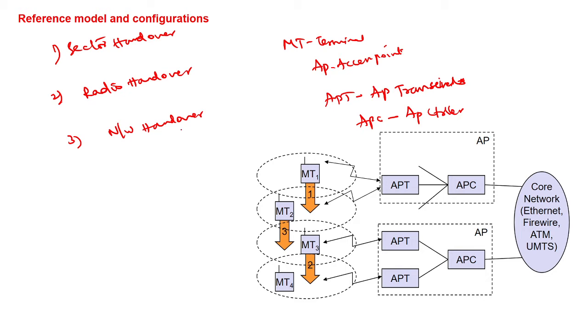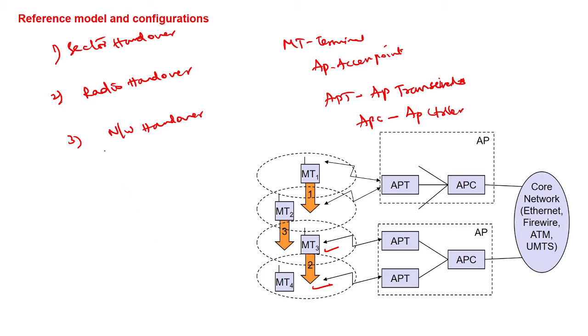So next is radio handover. Radio handover, by the name itself we can say that MT3, with respect to one APT of an AP, is moving to this APT, which is of the same access point. So MT3 and MT4 both are in the same access point. So no problem exists. Because of the radio frequencies, they will be exchanging the information from MT3 to MT4. This is the second, radio handover.